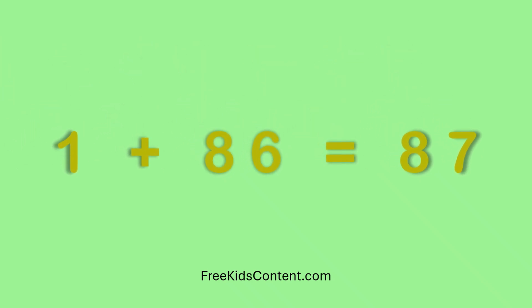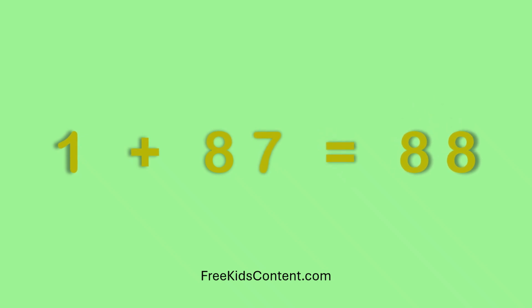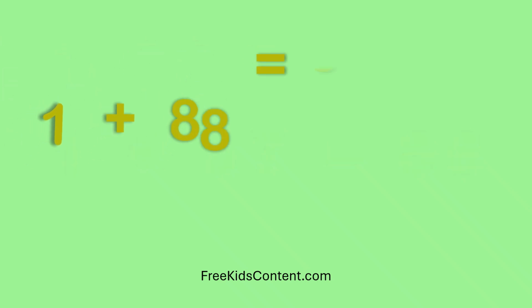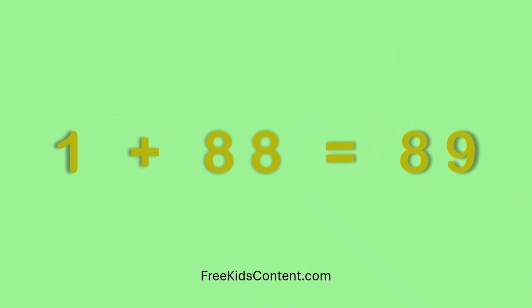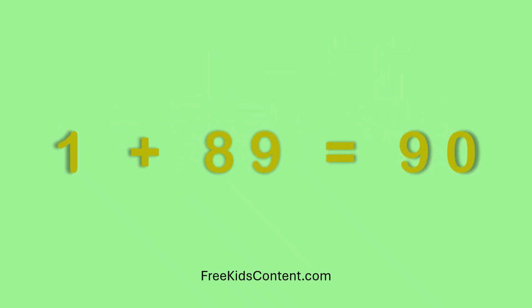1 plus 86 is equal to 87. 1 plus 87 is equal to 88. 1 plus 88 is equal to 89. 1 plus 89 is equal to 90.